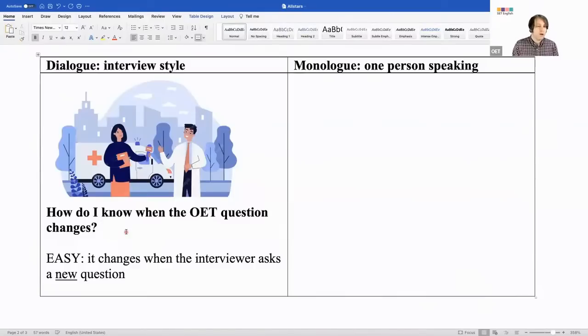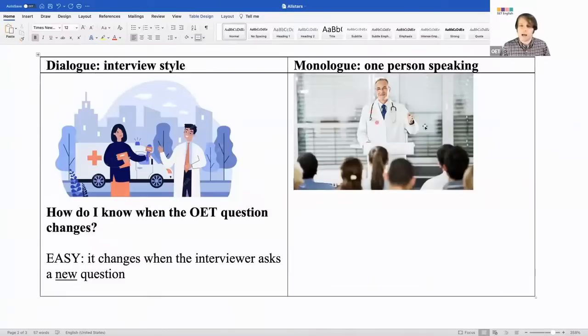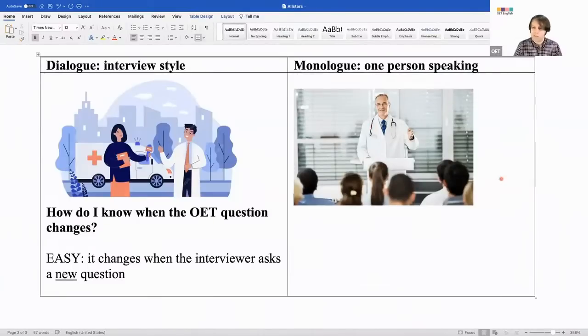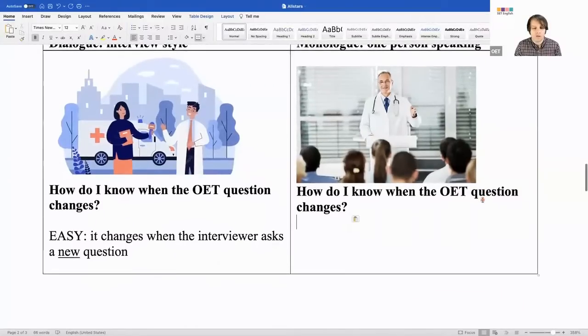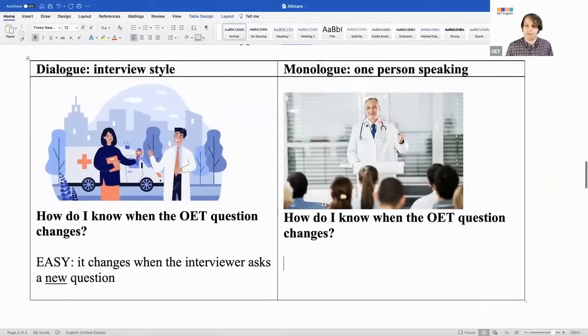All right, so let's apply the same question to this. All right, here you have a monologue, just one guy speaking. He's giving a lecture or something like this. And the question is, how do I know when the OET question changes? How do I know? What is the answer to this one? This is not so clear now, right? This is not so clear. But the answer, it is really quite simple.